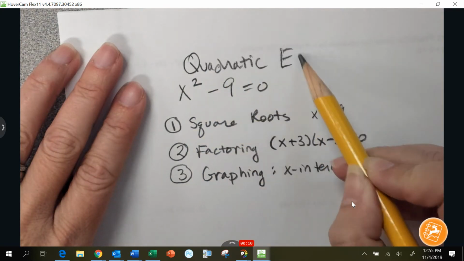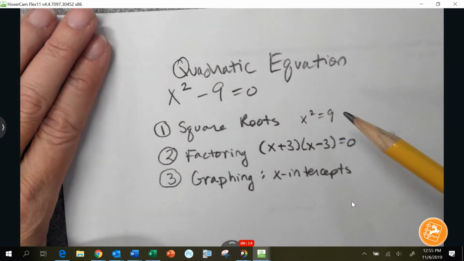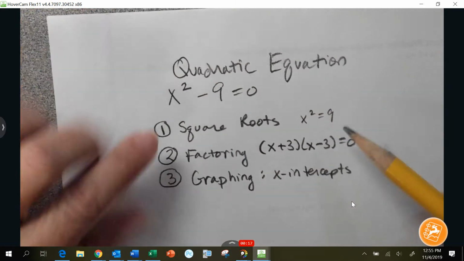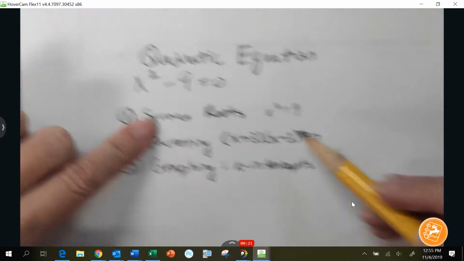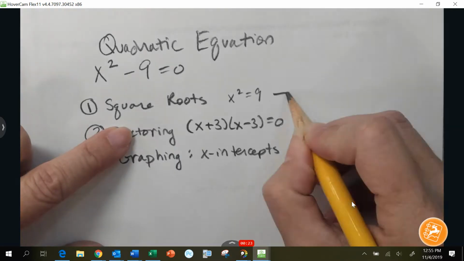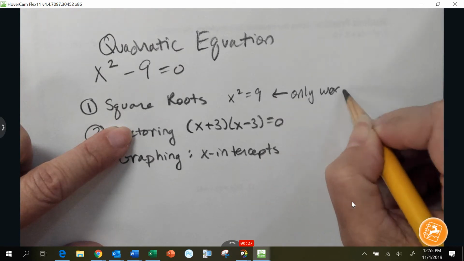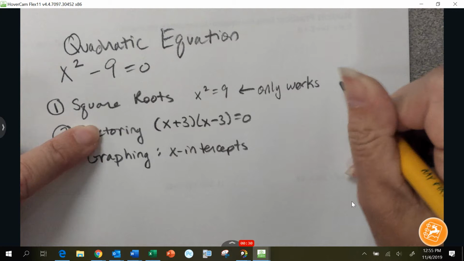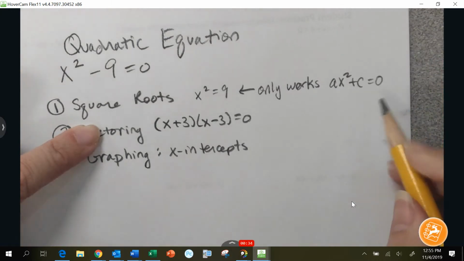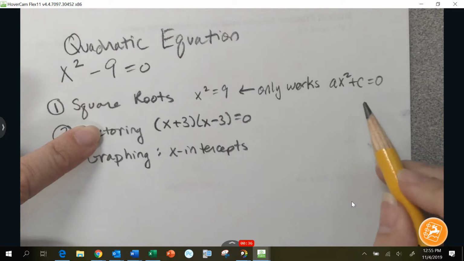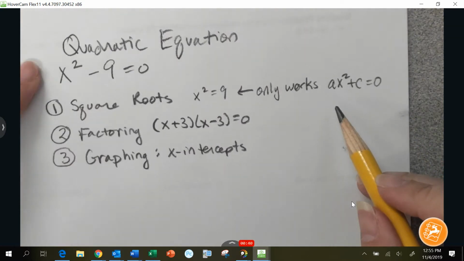Okay, so in order to solve a quadratic equation, we have learned 3 methods. The first method doesn't always work. It only works for ax squared plus c. It doesn't work when you have that bx term, when you have that middle term. You can't use it. So it doesn't always work.